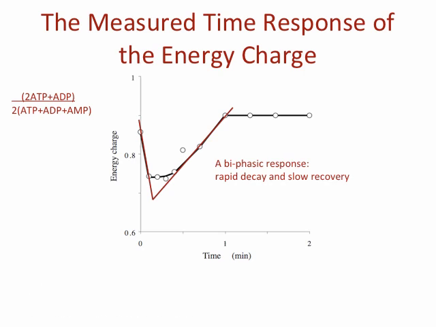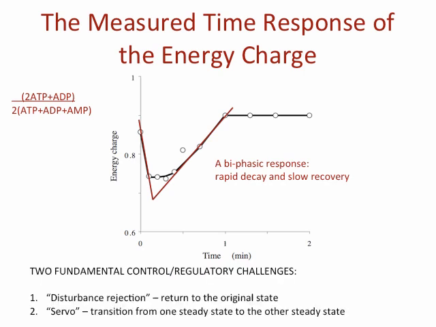We will explore the nature of this response in Chapter 8 by building simple kinetic models of the energy charge. This is representative of a control problem that is called disturbance rejection. You perturb the system, and the system reacts to overcome that disturbance and return to its original homeostatic state. This is a key issue in control theory.